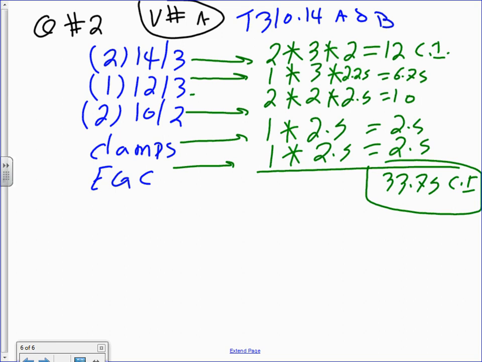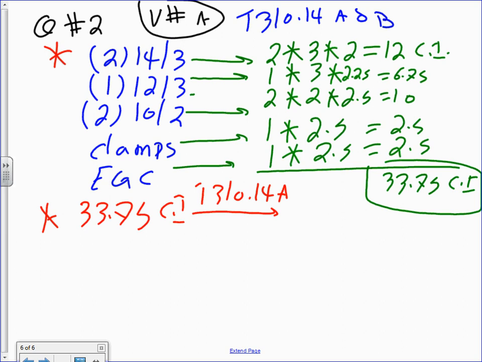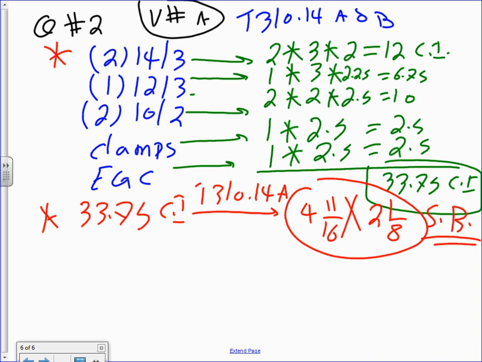Okay, so that's step one. Step two, when you take the 33.75 cubic inch, take it to table 314.16 A. That will give you the size of a square box, a 4 11/16 by 2 1/8 square box, metallic square box. So that's the size that we're looking at. That's my size. It's a square box, so it's 4 11/16 by 4 11/16 with a depth of 2 1/8. Any comments, guys? Any questions? Comments, questions?